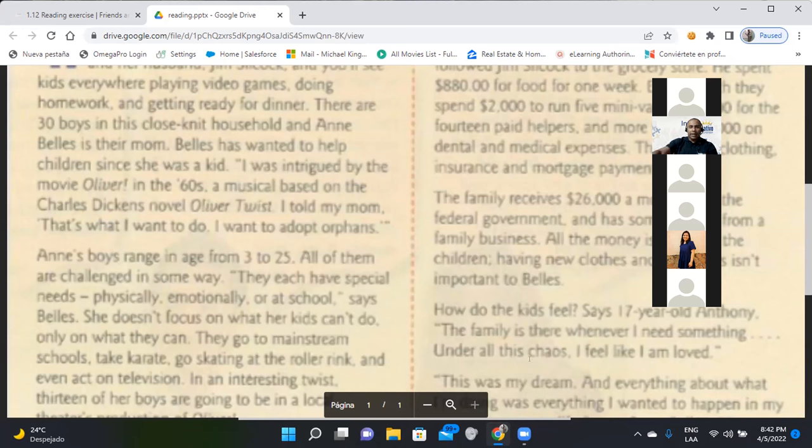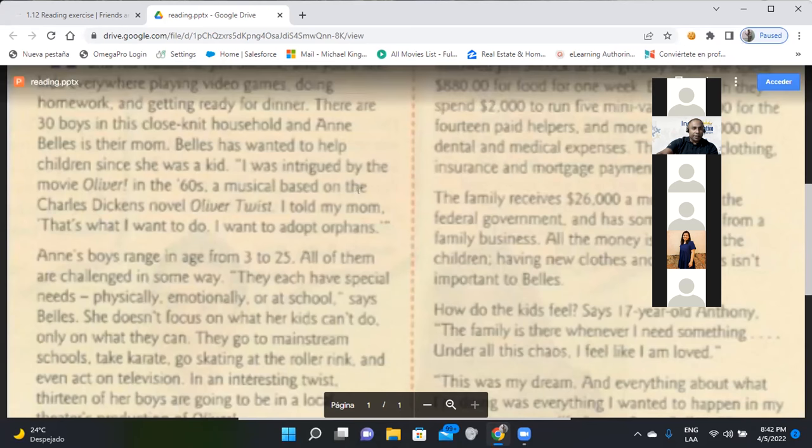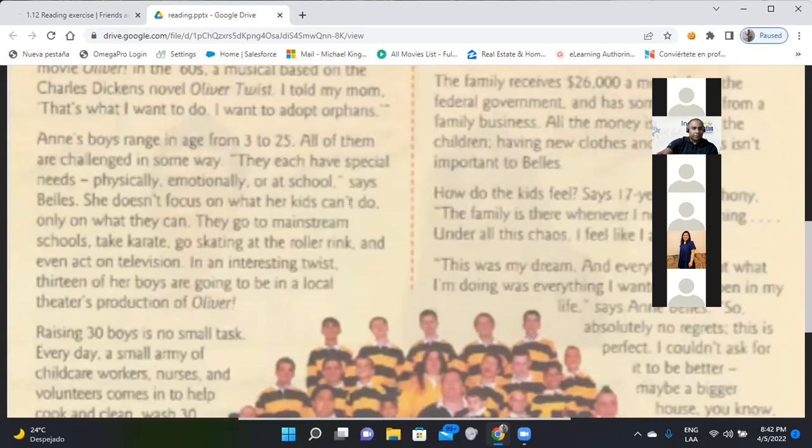All right, let me have a volunteer to read the next paragraph. Can I, teacher? Yes, Roxana.